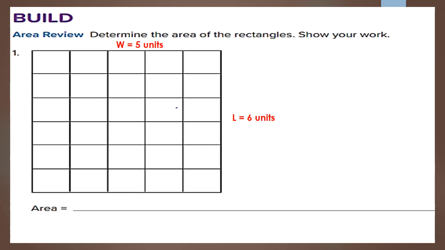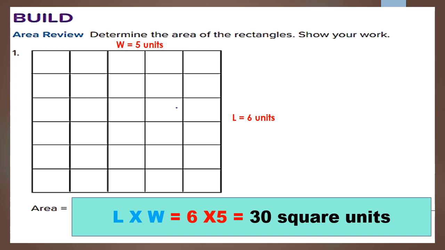So width here, like the row, how many squares here? 5 squares. So the width equals 5 units. But the length here, like the column, consists of 6 squares or 6 units. Now I can get the area by multiplying length and width. So area equals length times width equals 6 times 5 equals 30 square units.